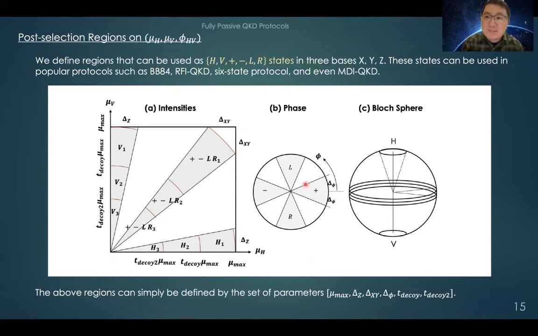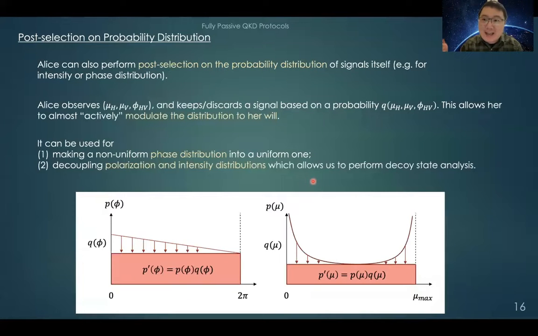On top of this post-selection region technique, we have an additional tool for Alice that's very powerful and useful, as we'll show here. Alice can perform not only a post-selection on the intensity itself, but also post-selection on the probability distribution of her signals. We can think of it like this: Alice holds a biased coin, and the weight of the coin follows a distribution Q that's a function of mu H, mu V, and phi HV. Depending on what Alice observes, she throws a different coin, and depending on the result of the coin flip, she decides to keep or discard that signal. In that way, she can compensate the overall distribution of the signals, and almost actively modulate the distribution to her will.